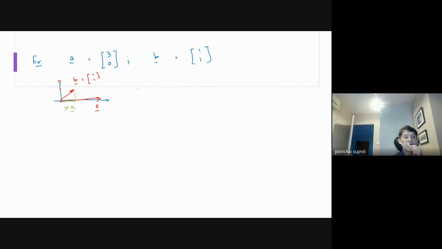Okay. So if we want to find XA, we need to know X. So we want to know what is X. From the previous page, we can just use the relationship that X is equal to A transpose multiplied with B, divided by the size of A squared. So this will be equal to [3, 0] multiplied with B, which is [1, 1], and divided by the size of A squared.